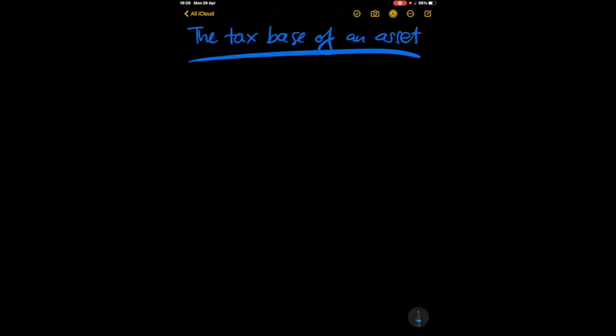Let's talk about the tax base of an asset. Now, in paragraph 7 of IAS 12, it tells us what the tax base of an asset is. And the important thing to understand is when we're looking at the tax base of an asset, there are two things that we need to consider.